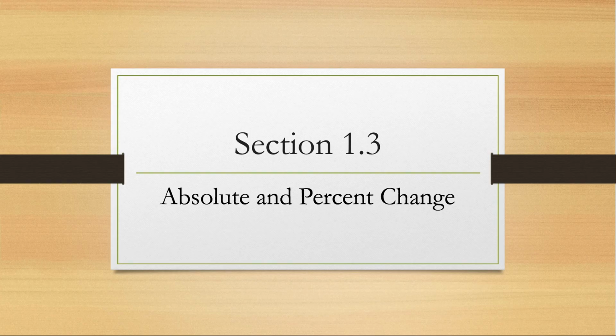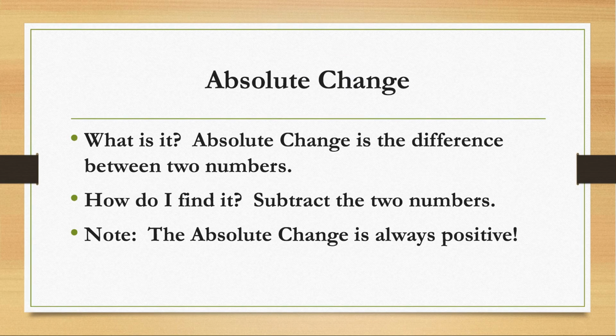So we're going to begin section 1.3 by looking at two definitions. The first thing that we're going to define is what's called absolute change. So absolute change is the difference between two numbers. Finding it is very easy. All we have to do is subtract the two numbers, and we want to remember that absolute change should always be positive. Okay, so let's keep that in mind.